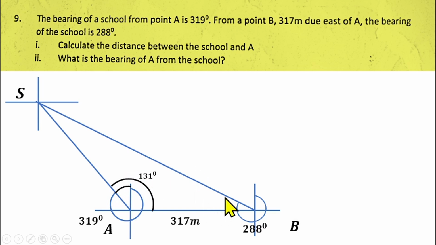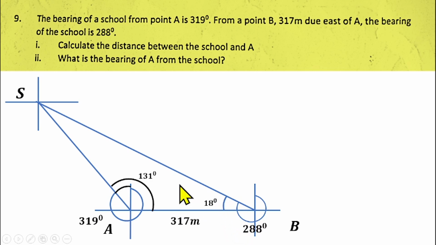Good. Also here we can get the angle that is inside the triangle. How? From the north to the west, the whole angle here is 270 degrees. And we are given from the north to this line to be 288. That means we can find the leftover angle inside the triangle, which is 288 minus 270, and that will give us 18 degrees here.